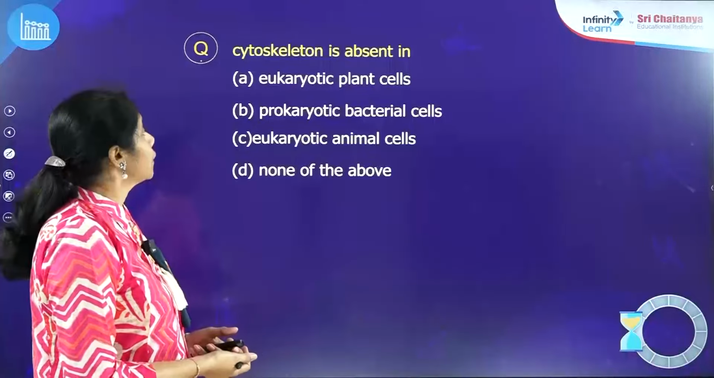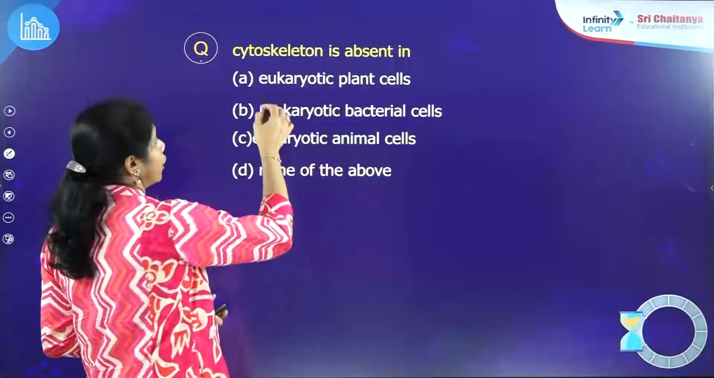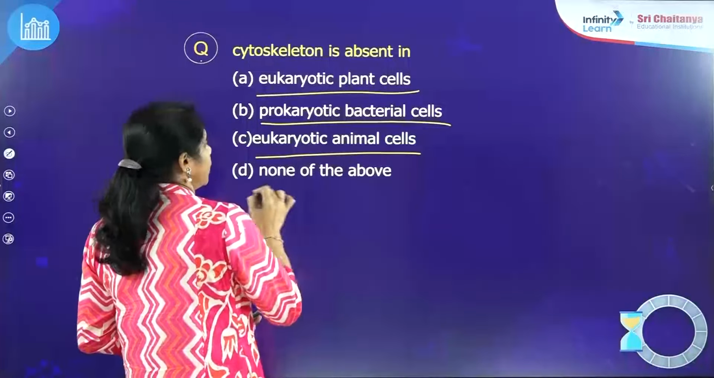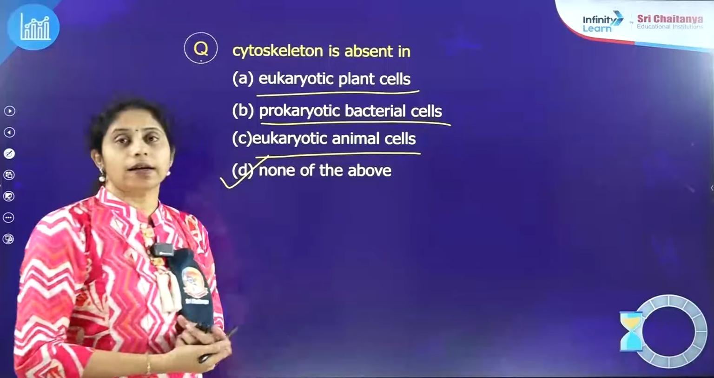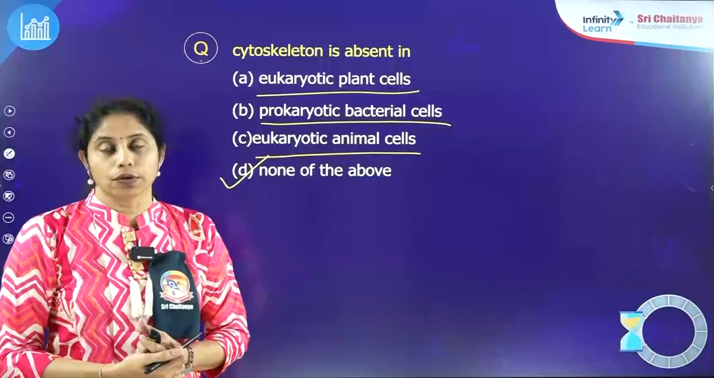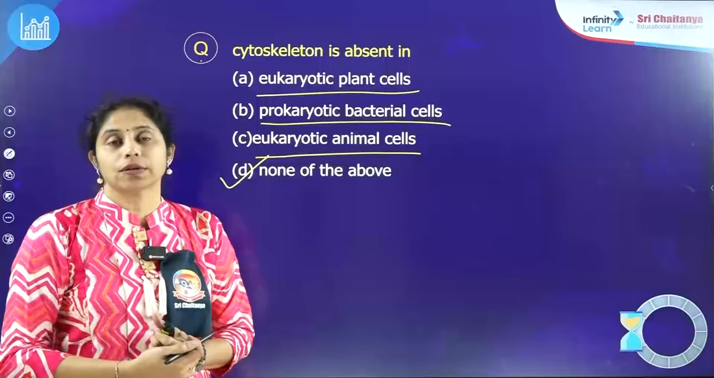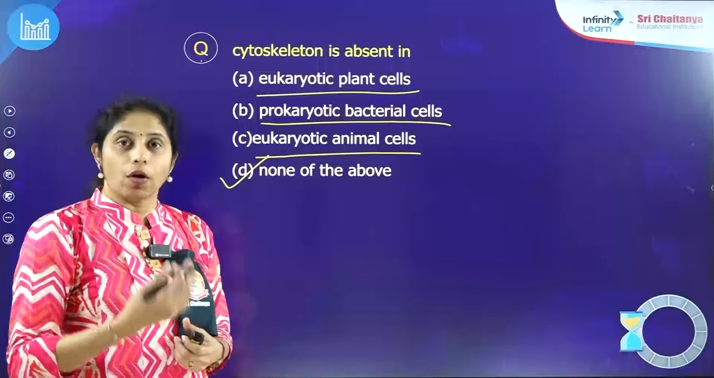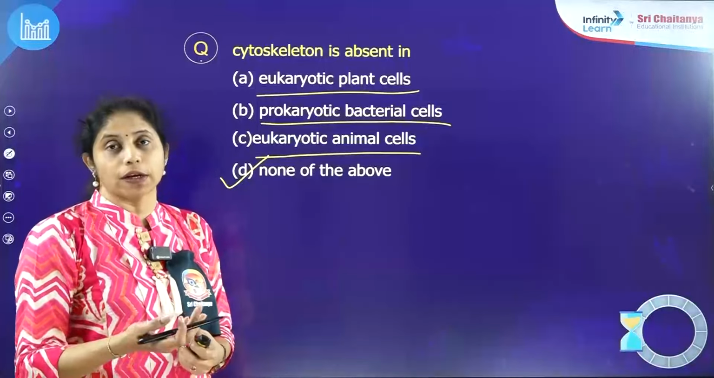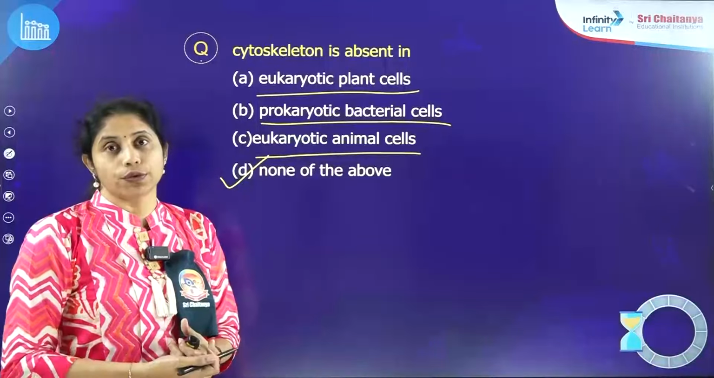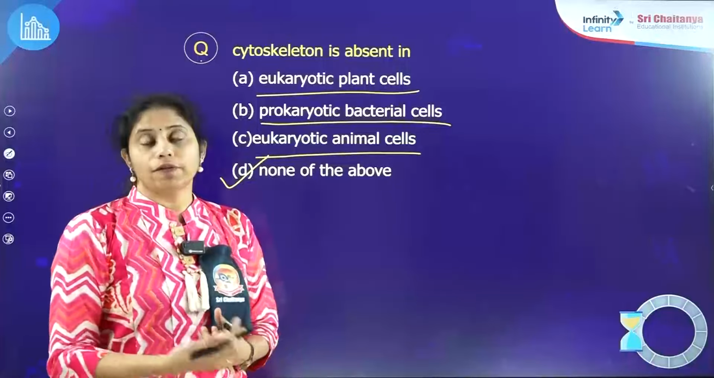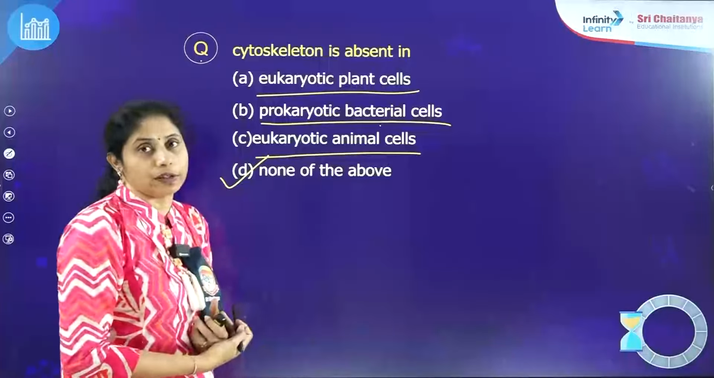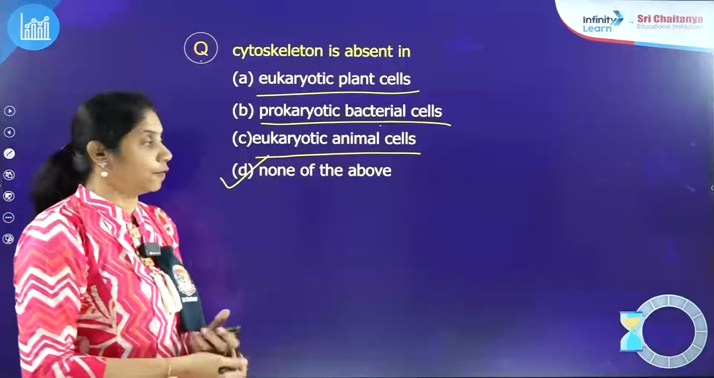Next one. Cytoskeleton is absent in eukaryotic plant cells, prokaryotic bacterial cells, eukaryotic animal cells, or none of the above. You know that recently they found that even in prokaryotes cytoskeleton is present, or similar structures like that of the cytoskeleton are present. In all eukaryotes anyhow they are present, because cytoskeleton used to be thought of as a unique feature. Now they found out that even in prokaryotes it is present. So, for this question the answer will be none of these.